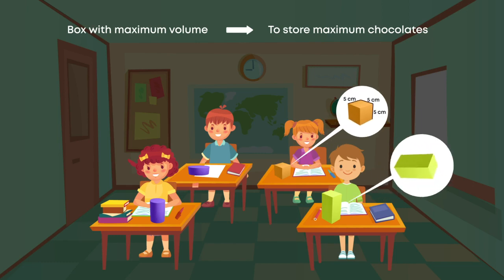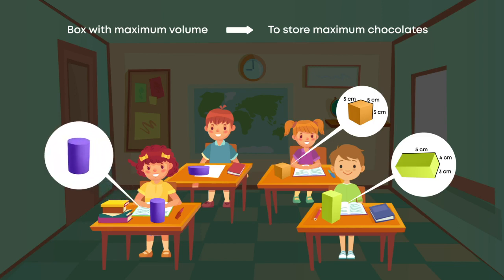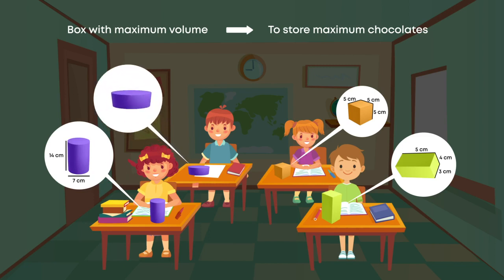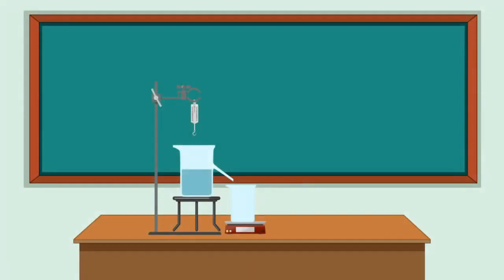Rishi is given a cuboid-shaped box of 3 centimeters into 4 centimeters into 5 centimeters. Amita is given a cylindrical shaped box with a diameter of 7 cm and height 14 cm. And Aditya is also given a cylindrical shaped box with a diameter of 14 cm and height 7 cm. Now they start calculating the volume of each shape.